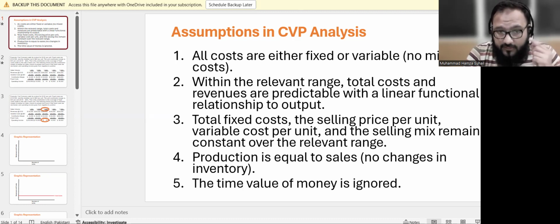The second thing is that within the relevant range, the total costs and revenues are predictable with a linear functional relationship to output. The third thing being that the total fixed costs, the selling price per unit, variable cost per unit, and the selling mix remain constant over the relevant range. The fourth assumption being that production is equal to sales, which means there is no change in the inventory. And number fifth, the time value of money is ignored.